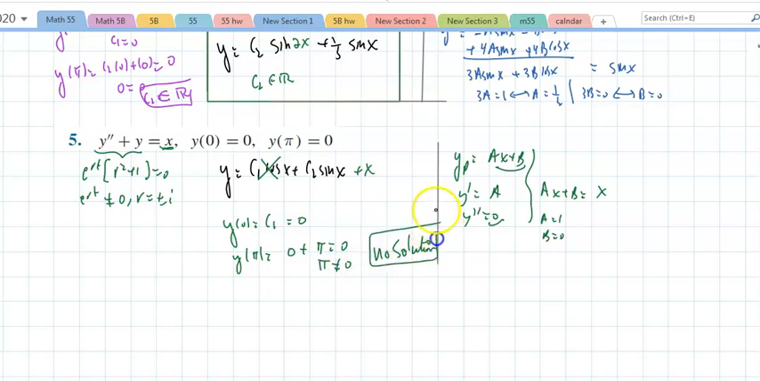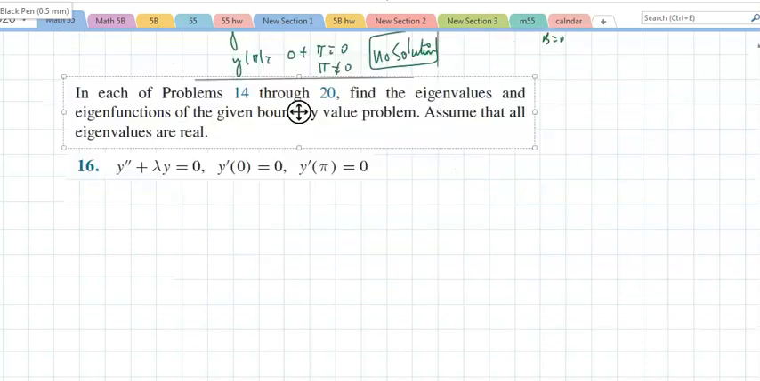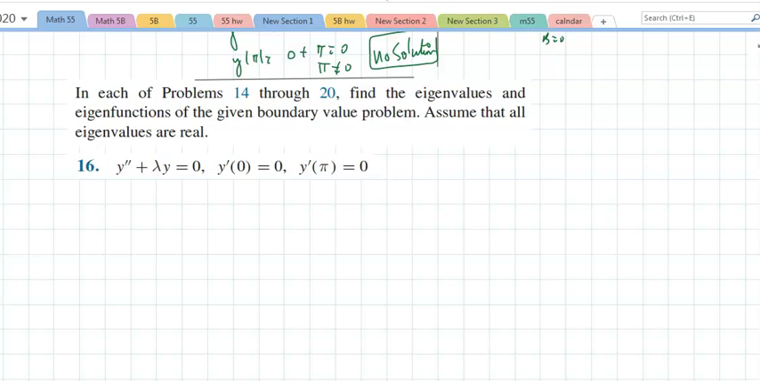Remember, when we're dealing with linear algebra and we're solving those equations, we have one of three cases. Either there's no solution, unique solution, or infinite amount of solutions. And that brings us to the last type of problems, which talks about, well, find the eigenvalues and eigenfunctions of the given boundary value problems.